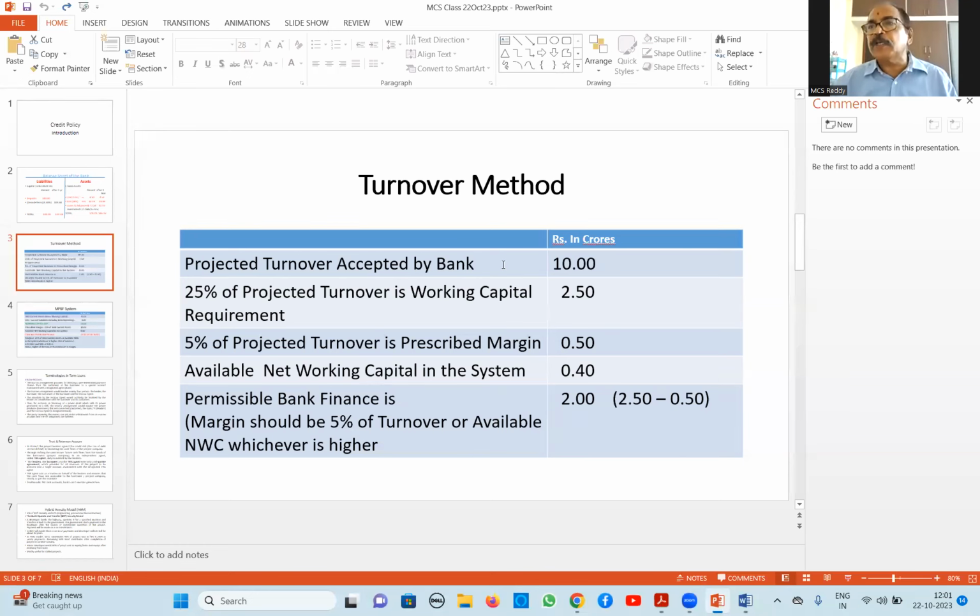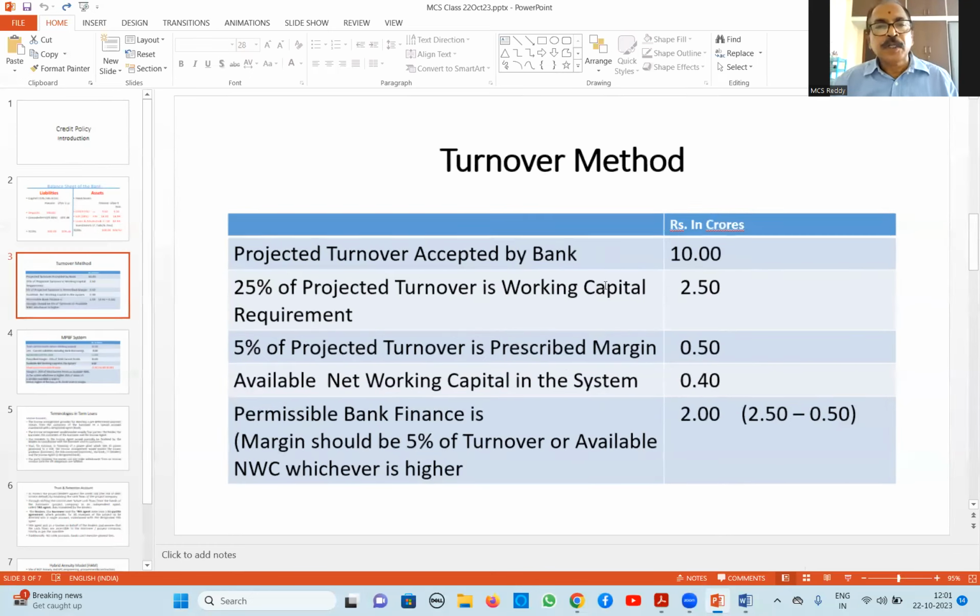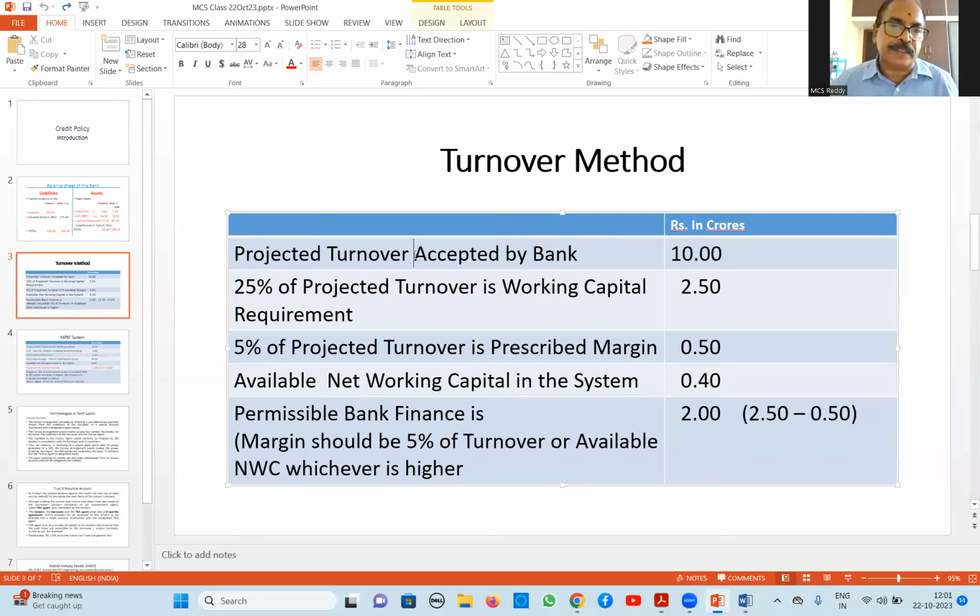So, projected turnover accepted by the bank. The party will submit the balance sheet where the projected turnover will be mentioned, and whether it is realistic or not, that we have to accept. If you accept it, you calculate on that. That is why it is projected turnover accepted by the bank.